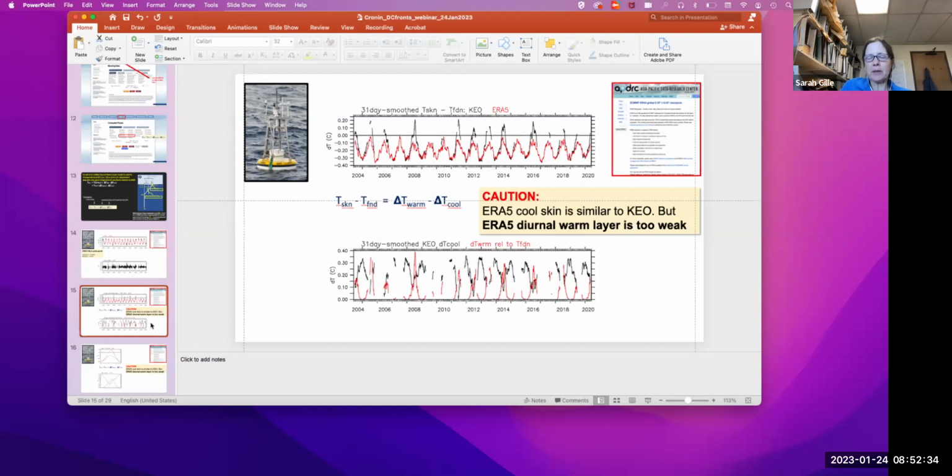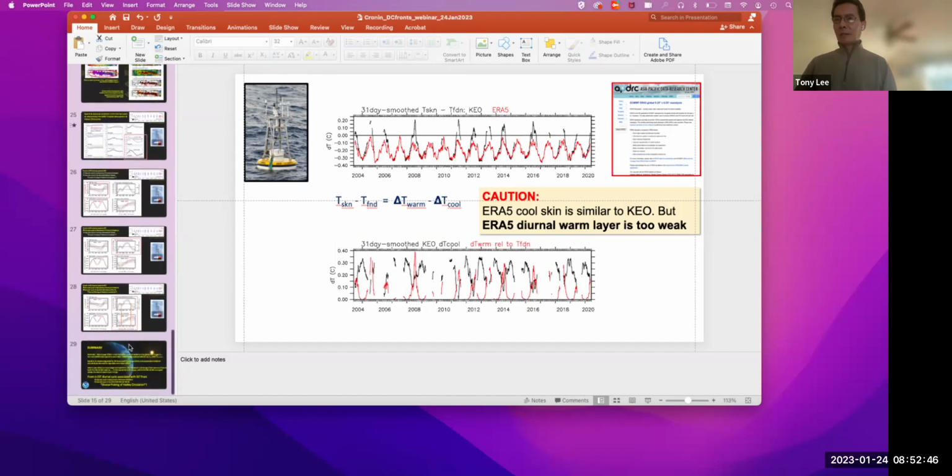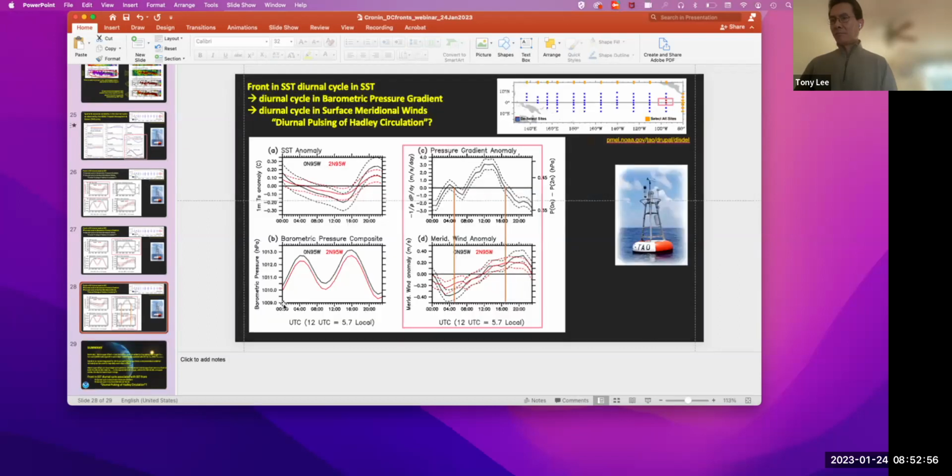Tony has his hand up. Hi, Meghan. Thank you very much for the very nice presentation. So in your last slide, you mentioned the diurnal oscillation of the Hadley cell, which was suggested by other studies as well. I wonder whether that has anything to do with the atmospheric diurnal tide, or is it a different process?